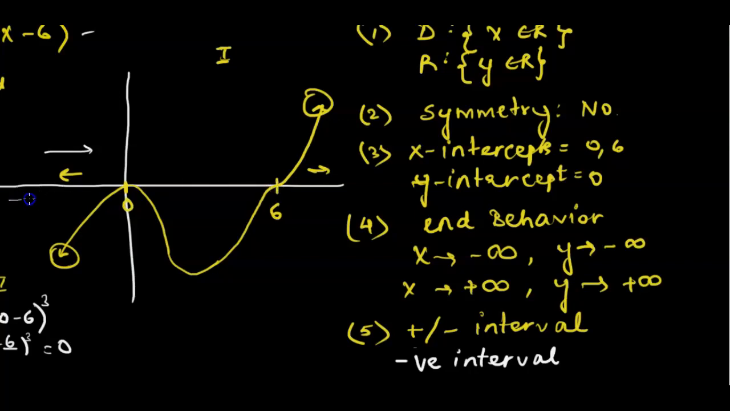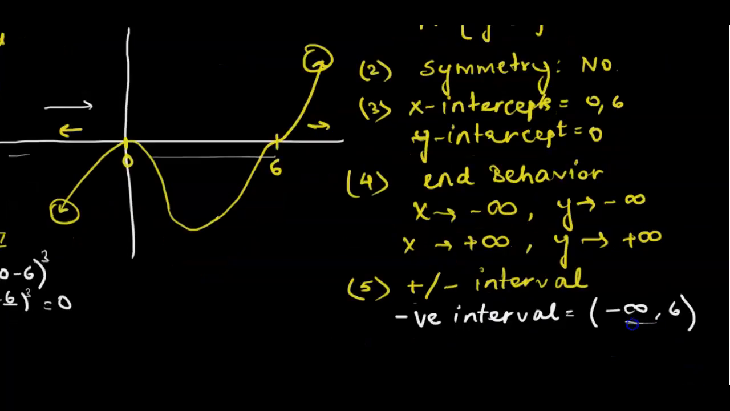So from negative infinity to 6, the graph is all negative. And how do we write it down? We write down a bracket, negative infinity to 6. This is how we show interval notation.